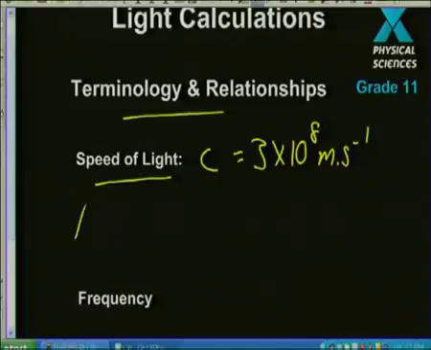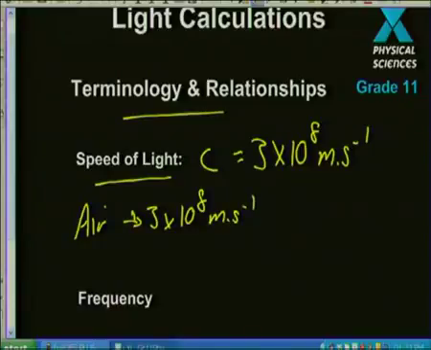Now, remember that in air, the speed of light is about the same. In air, it's very close to 3 times 10 to the 8 meters per second. We can approximate it and say, in air, we'll take it like that. But in other materials, light slows down because light undergoes the process of refraction when moving between different materials, and so the speed of light will change. We need to be aware of that.